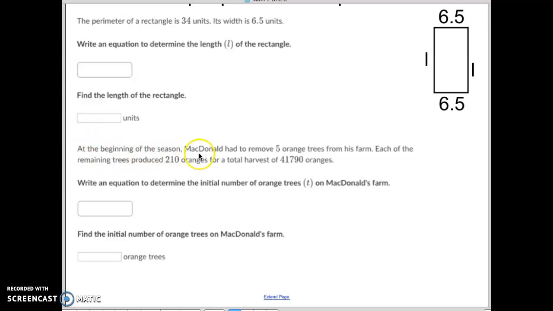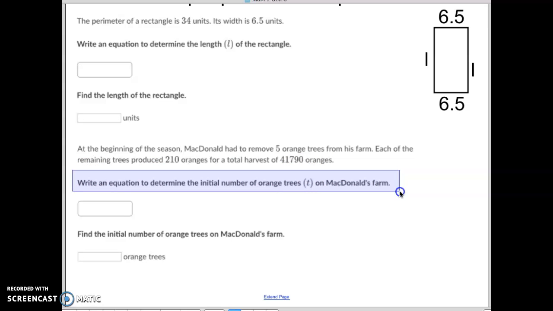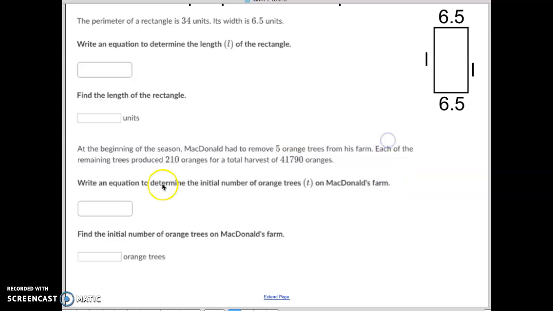All right, at the beginning of the season, McDonald had to remove 5 orange trees from his farm. Each of the remaining trees produced 210 oranges for a total harvest of 41,790. Write an equation to determine the initial amount of trees he had before he lost 5 of them. So, the equation on that, we know that each tree produced 210 oranges. He started with T trees, but he lost 5 of them. So we put that in parentheses on there.